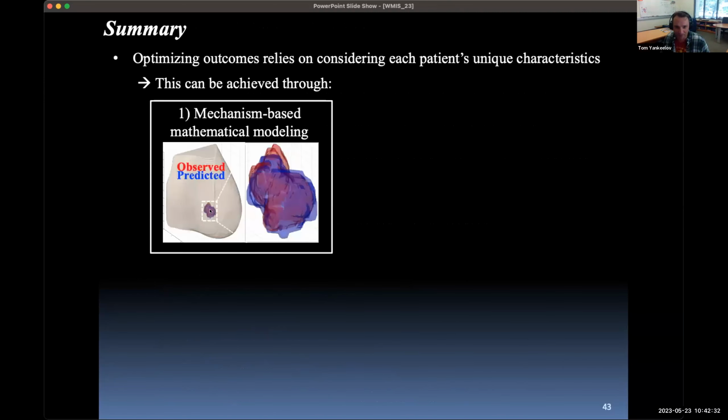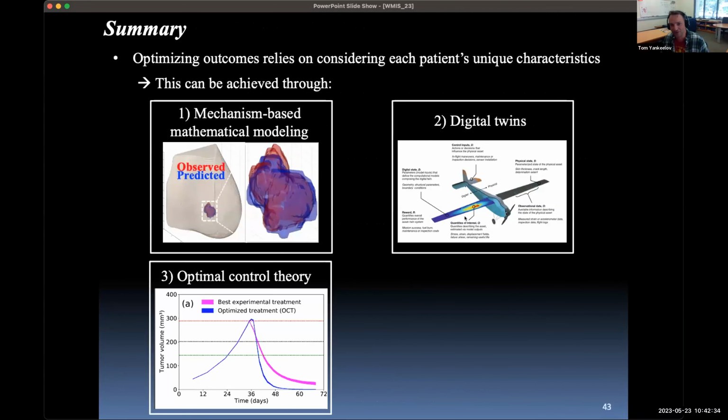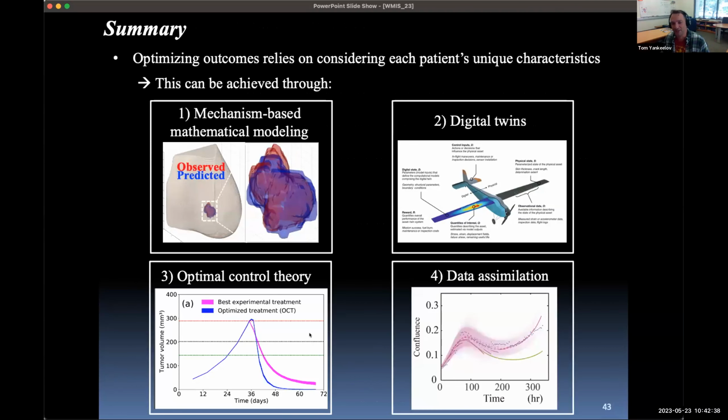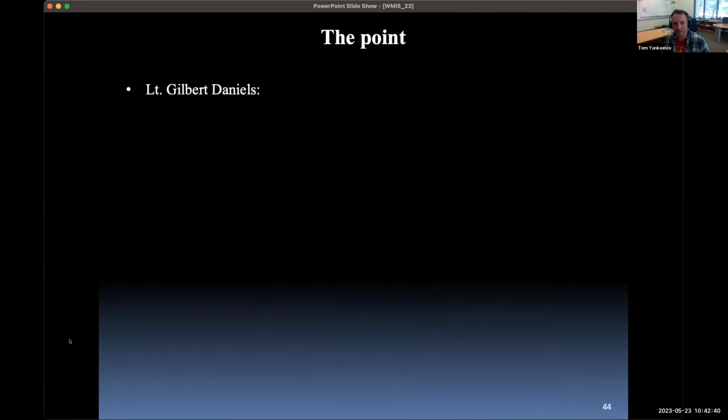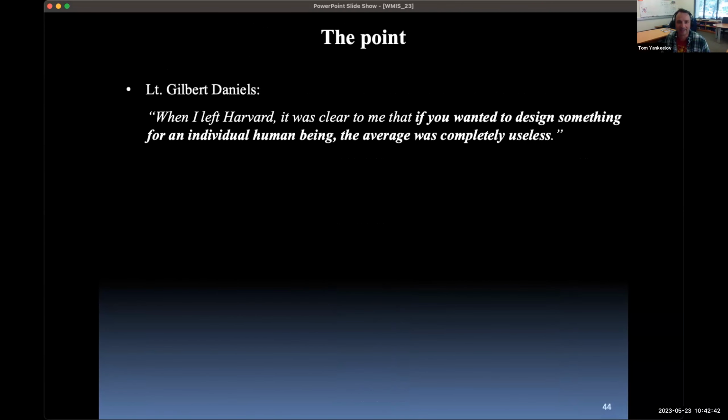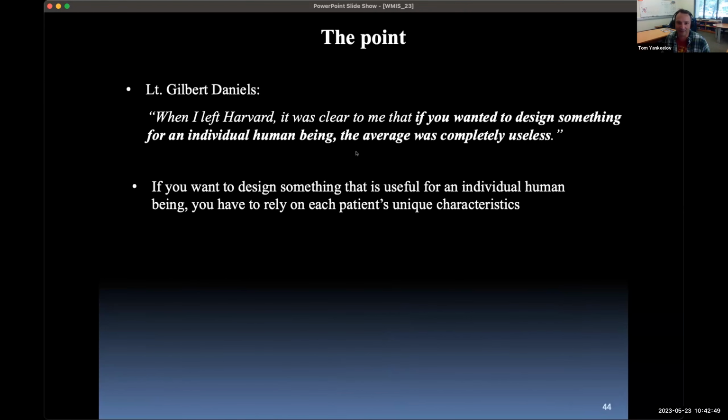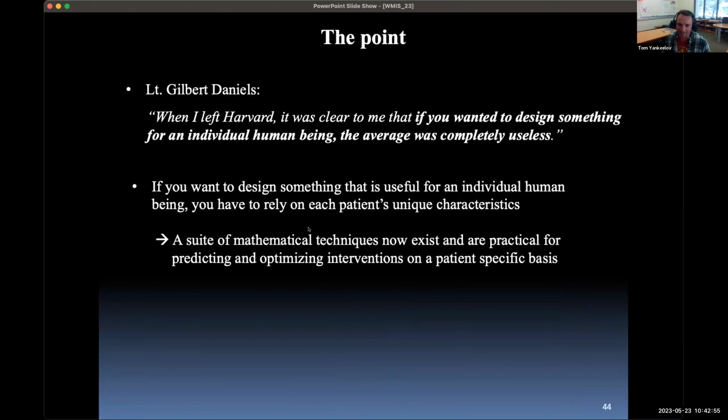This can be achieved through the mechanism-based modeling, the digital twins that you can throw optimal control theory at, and then you have to update your predictions as more data becomes available. So the point, and this is the last slide here, when he left Harvard, it was clear to him that if you wanted to design something for an individual human being, the average was completely useless. So if you want to design something that is useful for an individual patient, you got to rely on their characteristics. And there's now a suite of mathematical techniques that exist and are practical for doing this.